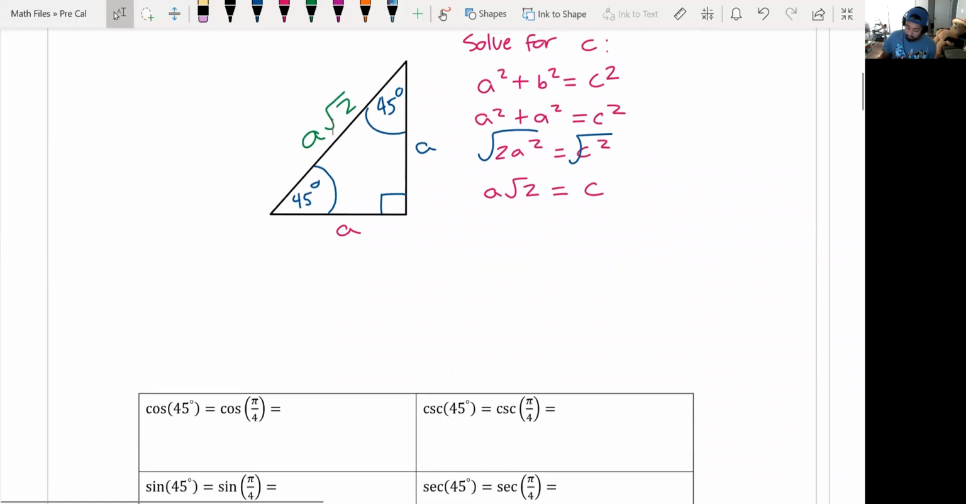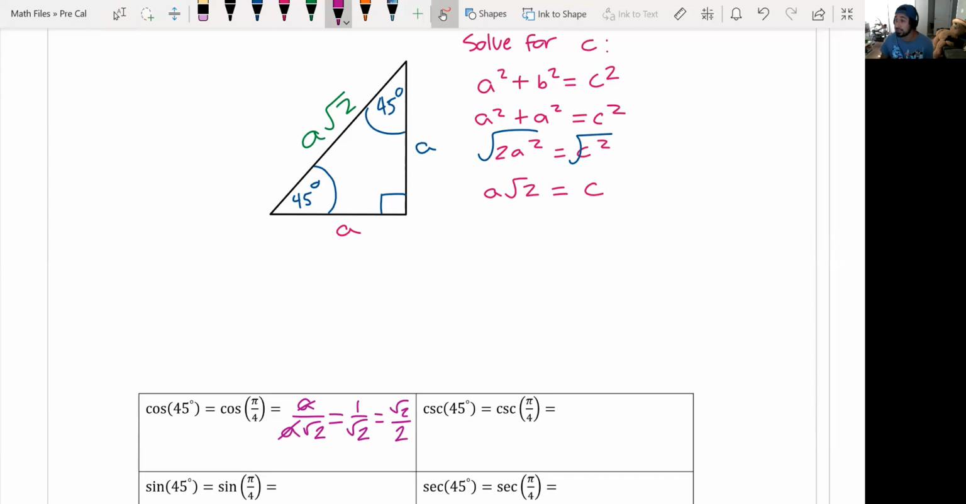So, looking at our right triangle, we want to know what is the cosine of 45 degrees, which is the same as the cosine of pi over 4? Remember that 45 and pi over 4 are the same. So in order to do this, we need to know what is the ratio of cosine. And cosine puts adjacent over hypotenuse. So this puts A over A square root 2, where your A's will cancel and leave you with 1 over square root 2, which you rationalize as square root 2 over 2.